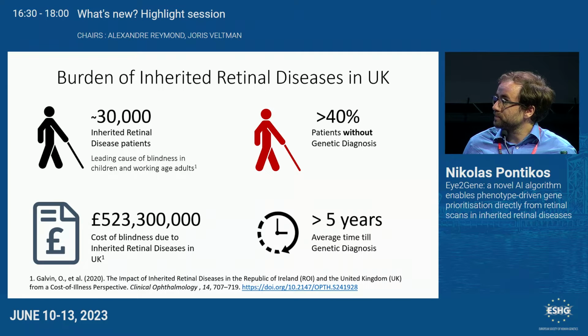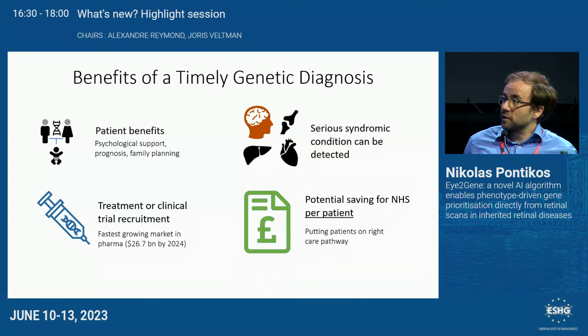The benefits of a timely diagnosis are significant for patients, for psychological support, prognosis, family planning. Also, if you have a genetic diagnosis, you might be able to detect a more serious life-threatening underlying condition. And also now we're getting more and more gene-targeted treatments. So more and more of these patients are eligible for treatment or can be recruited to a clinical trial. And it saves the health system a lot of money by knowing exactly what's wrong with these patients.